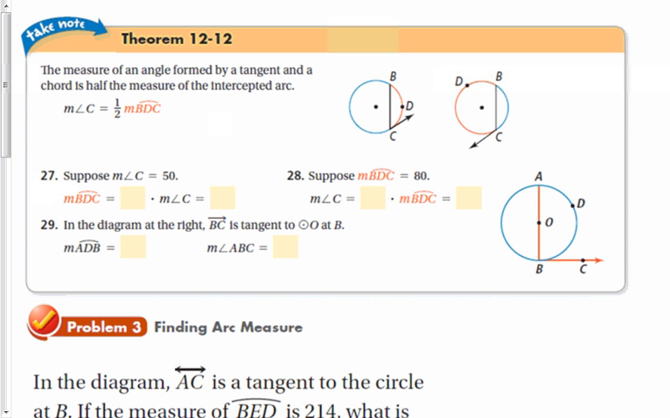All right, theorem 12.12: the measure of an angle formed by a tangent and a chord is half the measure of the intercepted arc. So if we look at this arc right here, however many degrees that arc is, this angle right here, if C is tangent, will be half the measure of that intercepted arc. It's kind of like the inscribed angle theorem, only using a tangent. All right, so go ahead and try and fill in 27 through 29, and I'll check back with you.